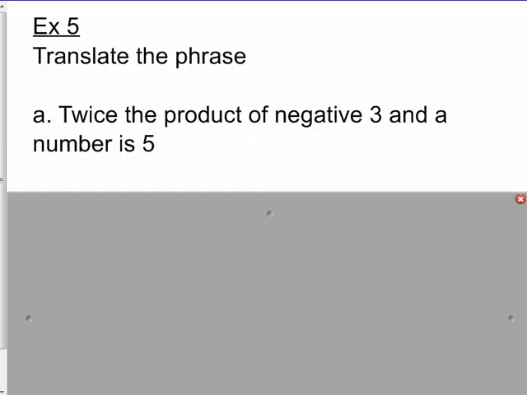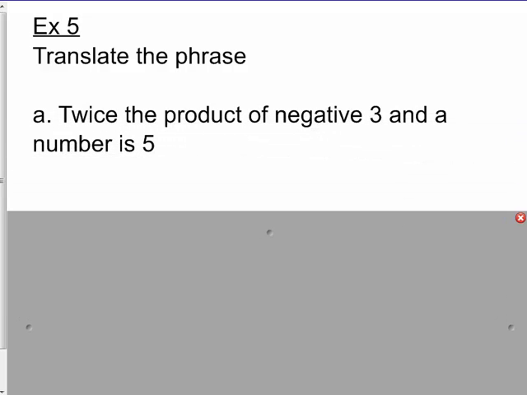Last couple to do, we have some word phrases. Okay, this is about recognition of what it means when we say sum, when we say quotient, product, that type of stuff. The first one here says twice the product. Twice the thing. Okay, that means 2 times something, 2 times the product. Product means what I get when I multiply. Well, what 2 things am I multiplying here?